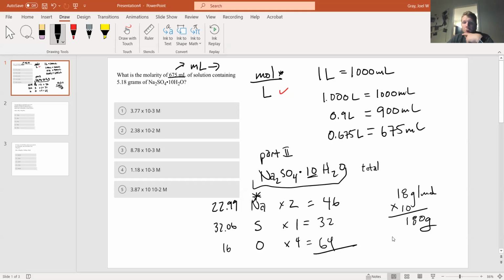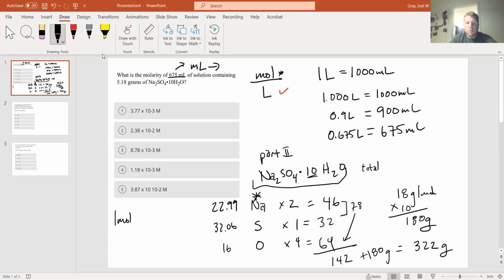So I've got all these numbers, I'm going to add all of them up. So 46 plus 32 is 78. 78 plus 64 is 142, plus 180 equals 322 grams. Okay, so now I've got my molar mass for the substance. So that means that 1 mole of Na2SO4 decahydrate is 322 grams. So we're good.